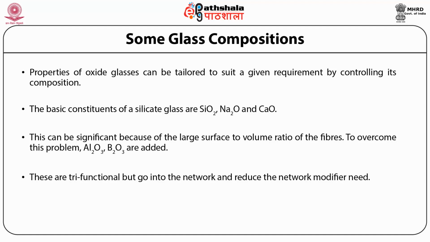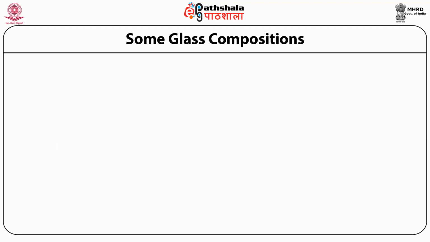So you can see the composition of some of the common glasses in this table. Some of the glass types are fused silica, borosilicate, containers, float lamps, and so on. You can see that most of the SiO2 is utilized in forming the fused silica.